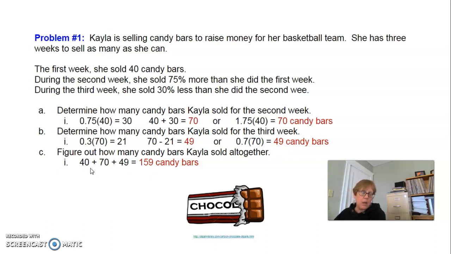And now that I know it's 40 the first week, 70 the second week, and 49 the third week, I can add those together to get a total of 159 candy bars. Nice job, Kayla. Let's move on to the rest of the lesson. Again, fix anything up that you missed, and if you had a lot of trouble with that, let me know. Or just say I had a lot of trouble with it.